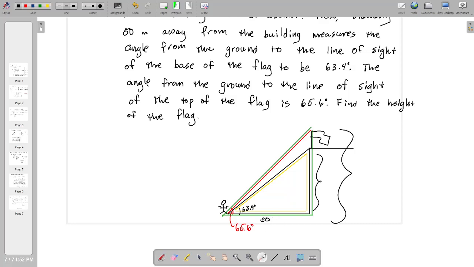Right? Now, we have this length from Rex to the building, which is 50 meters. So what we want to do is relate this angle, the opposite side, and the adjacent side. Again, this angle, the opposite side, and the adjacent side. So which trig function deals with opposite and adjacent? It's going to be tangent.